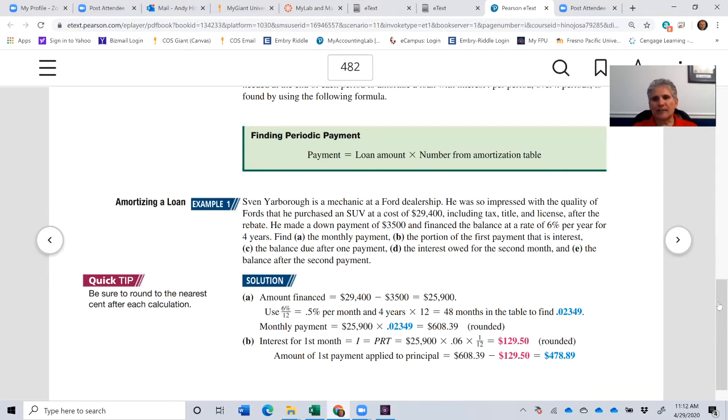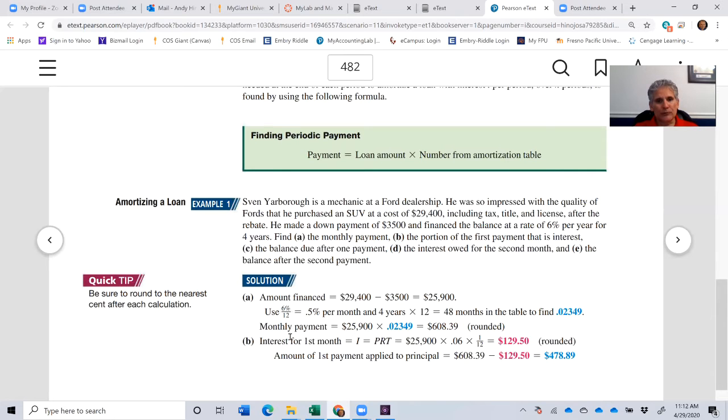So we'll go through this. Pretty straightforward. First of all, we need to figure out how much was financed. The amount financed is going to be the difference between the cost of $29,400 minus the down payment. The down payment was $3,500. So what he financed was $25,900.